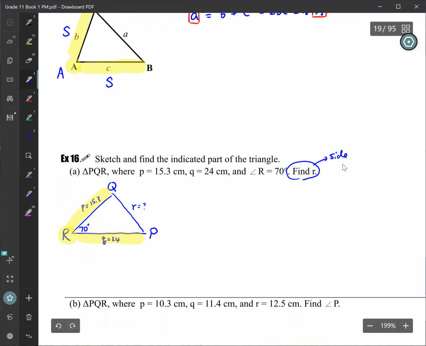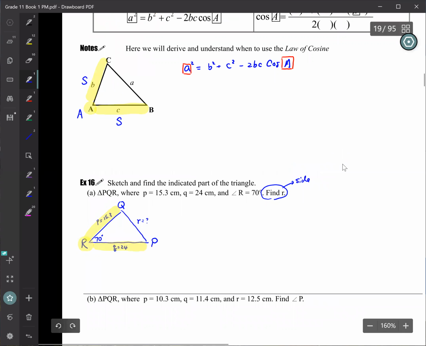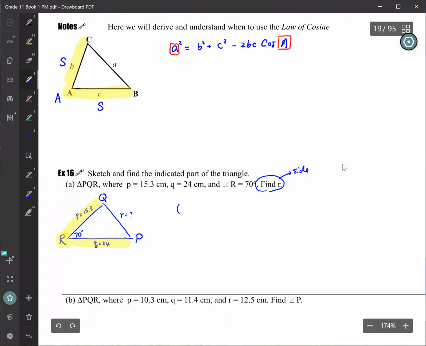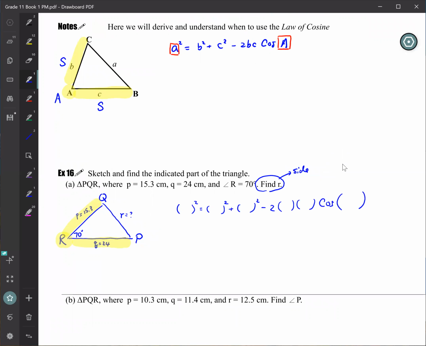There's no pair. So once you decide to use that, the way I do this is to draw out all the brackets, okay? So a squared equals b squared plus c squared minus 2bc cosine a, right? This is the formula. And then when you fill in the numbers, you start with the side that you want to find. You want to find side R. So your final blank should be the angle R. So the angle that we put inside there should be the 70 degrees.